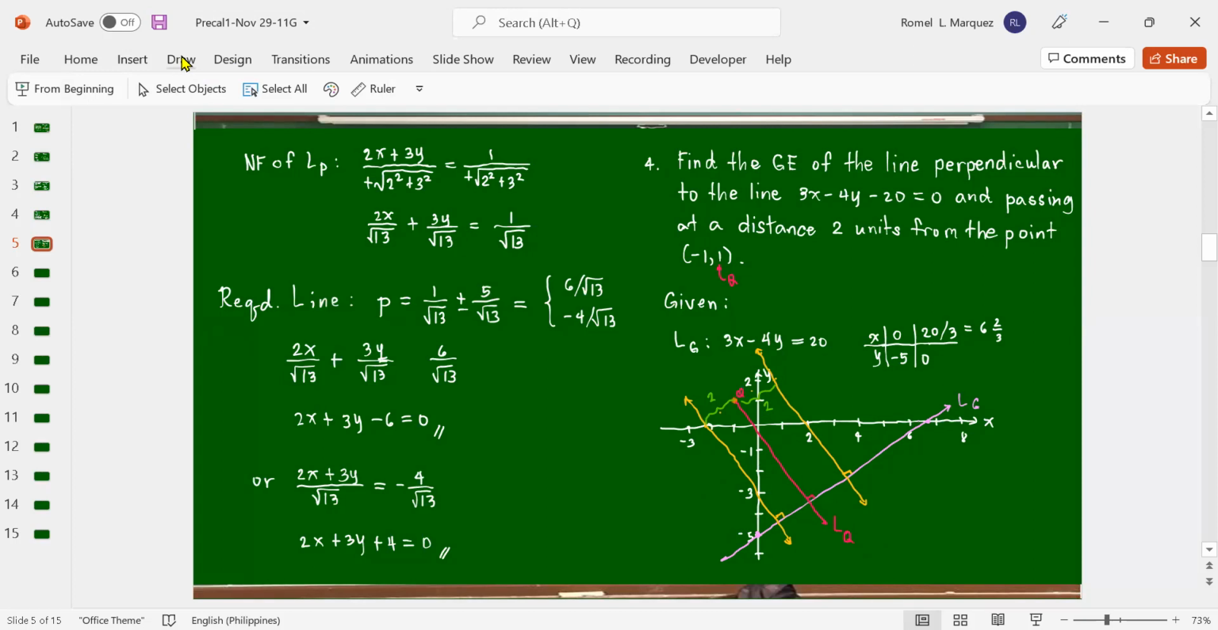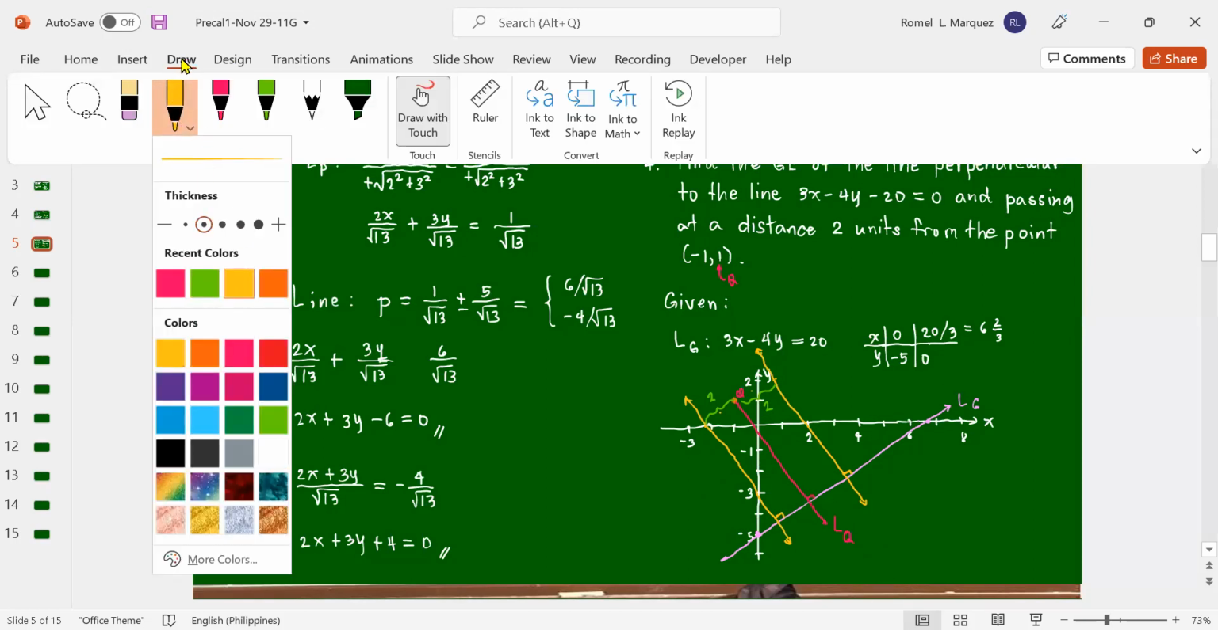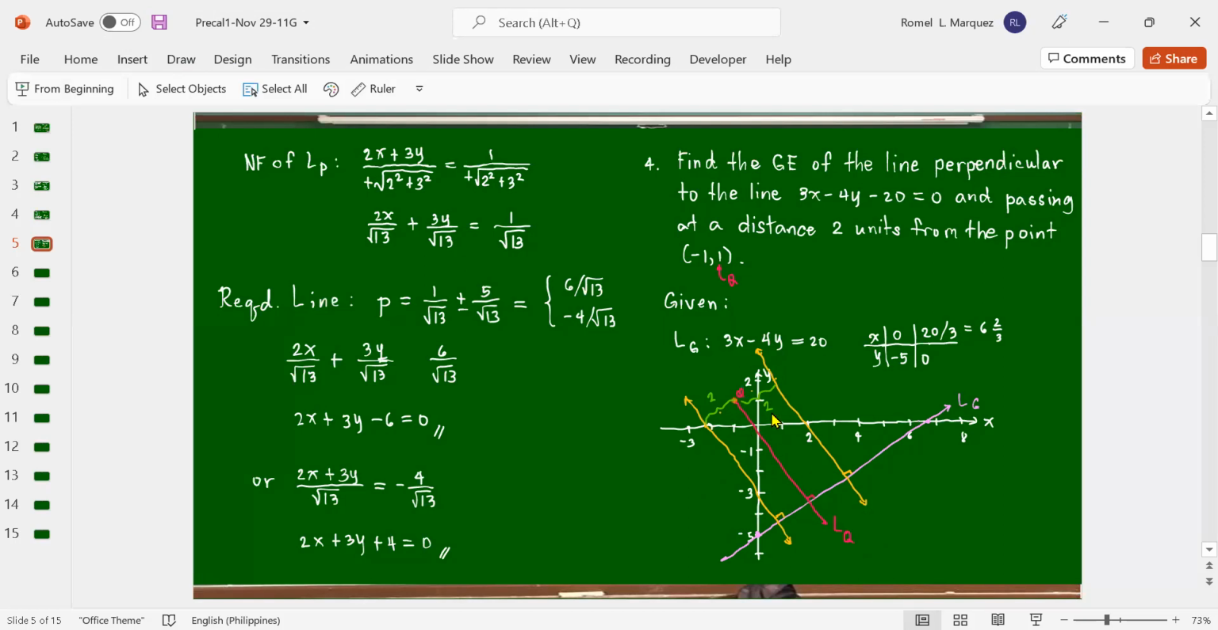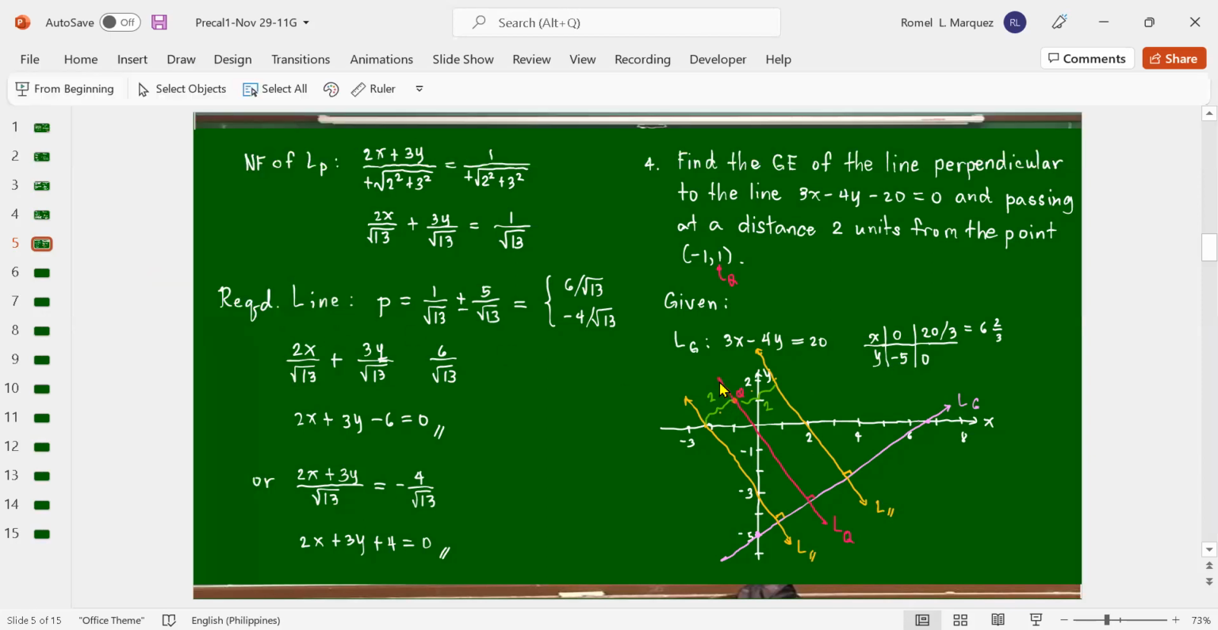So what we are looking for are lines parallel now to the red. So line parallel, line parallel. Let's extend this line.